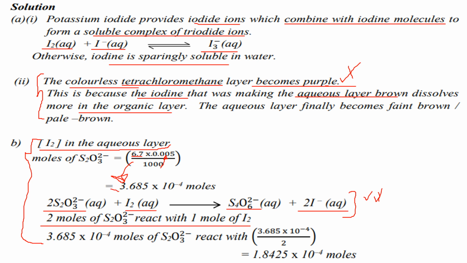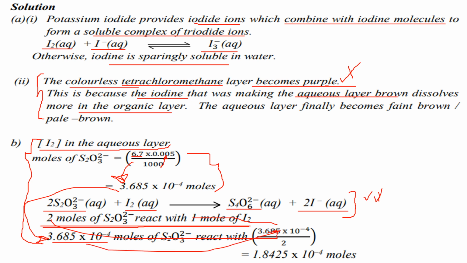Then what about these moles that we have calculated? The sodium thiosulfate was the standard, and you always start with standard components, like you have been studying in your practical chemistry. Since 2 moles of sodium thiosulfate reacted with 1 mole of iodine, what about these moles? They are going to react with how many moles of iodine? It will be 1 divided by 2 times these moles, and then you'll get 1.8425 × 10^-4 moles. So that was your answer.